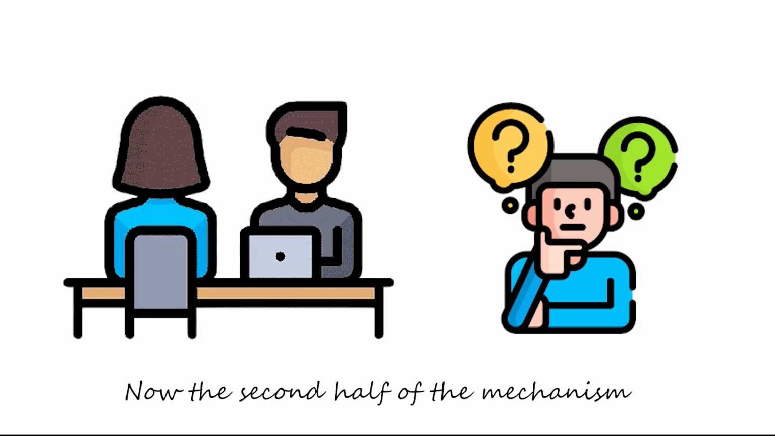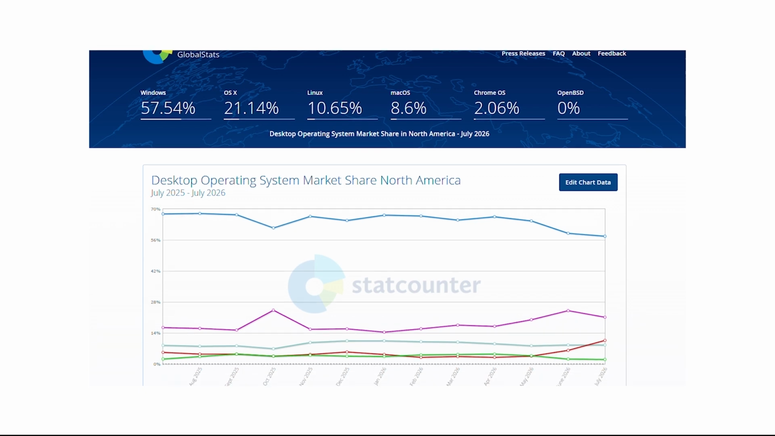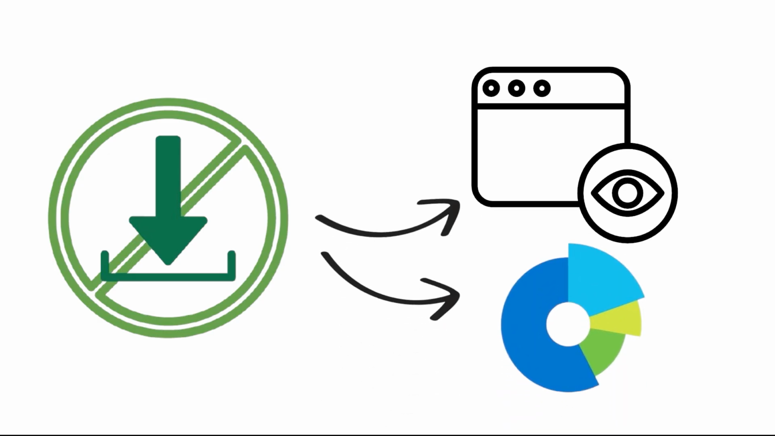Now the second half of the mechanism, and this is the part the coverage skipped entirely. Statcounter does not count machines. It does not count people. It does not count installs. It counts page views. Statcounter says so directly in its own documentation.